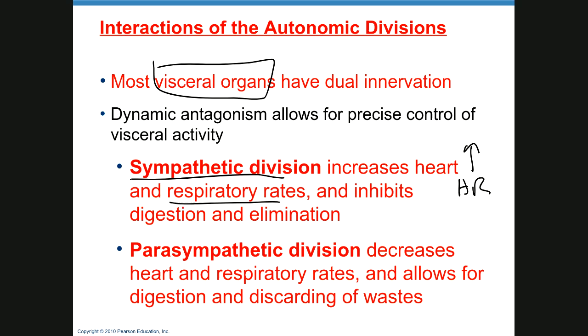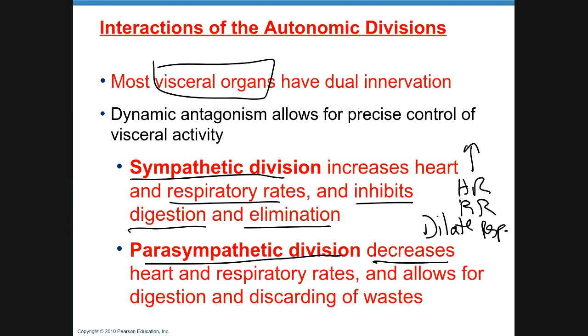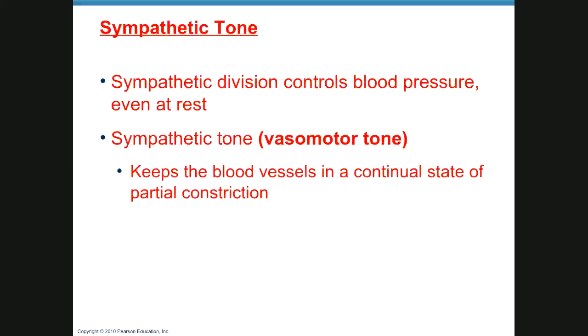We're going to increase respiratory rate. We're going to dilate respiratory pathways. On the other hand, what's going to be inhibited will be digestion, the urinary system, elimination. By the same token, parasympathetic division decreases heart rate, decreases respiratory rates, and increases digestion and the elimination of waste. Sympathetic divisions control blood pressure even at rest.